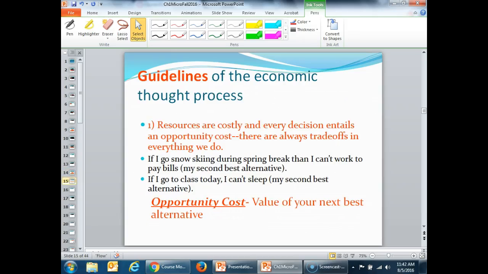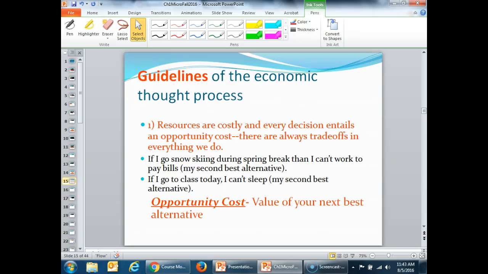So let's talk about some of these guidelines of the economic thought process. This is kind of how economists think through problems. It's the same way that engineers are taught. In fact, professors of economics do teach in the College of Engineering because of this idea of marginal thinking. So we'll be talking about a lot of these guidelines.